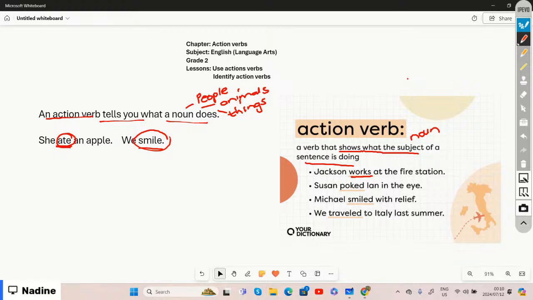Susan poked Ian in the eye. We need to say what Susan did. So what did Susan do? We can say Susan poked Ian in the eye. So poked is our action verb.